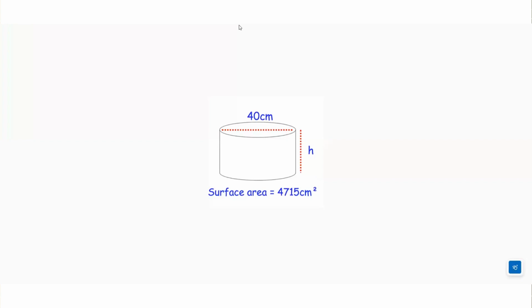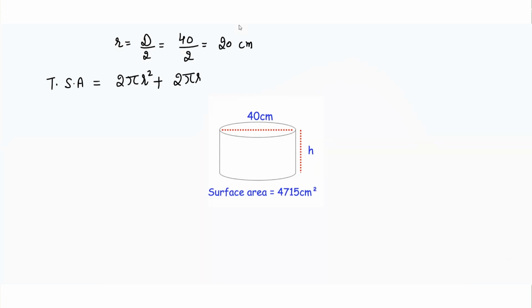In this cylinder, the surface area is already given, the diameter is given, and the height we have to calculate. So for that, first we have to find the value of the radius. So radius will be equal to half of the diameter, which is 40 over 2, which equals 20 centimeter. Now we have to use the formula: surface area, that means total surface area, equals 2 pi r square plus 2 pi rh. We will substitute the values here.